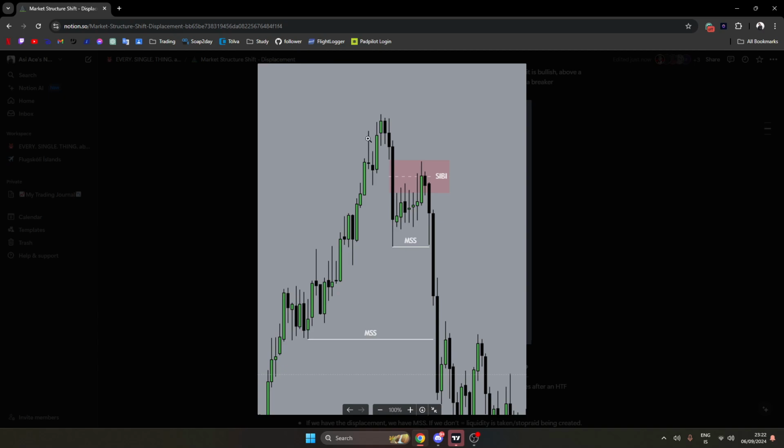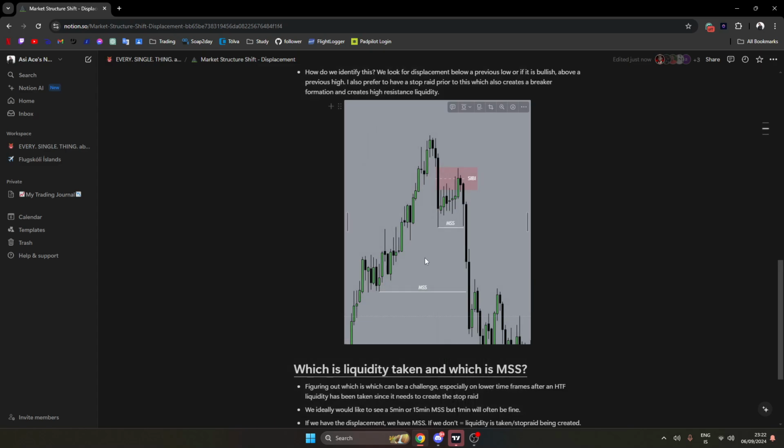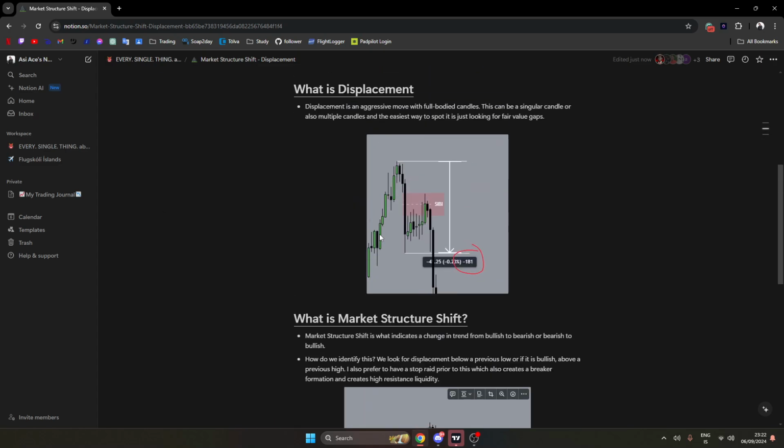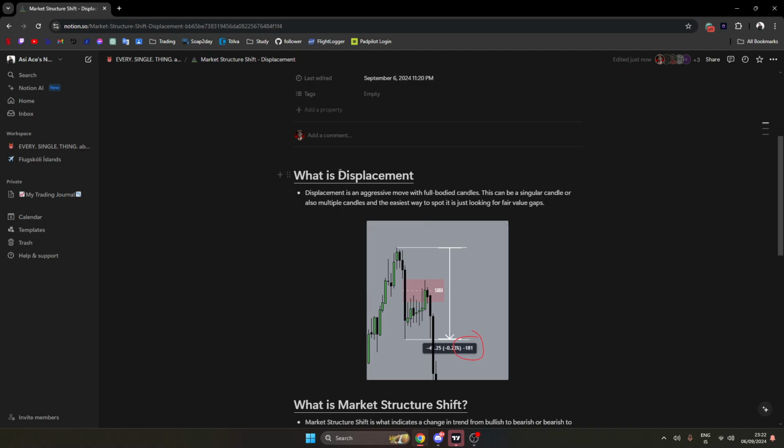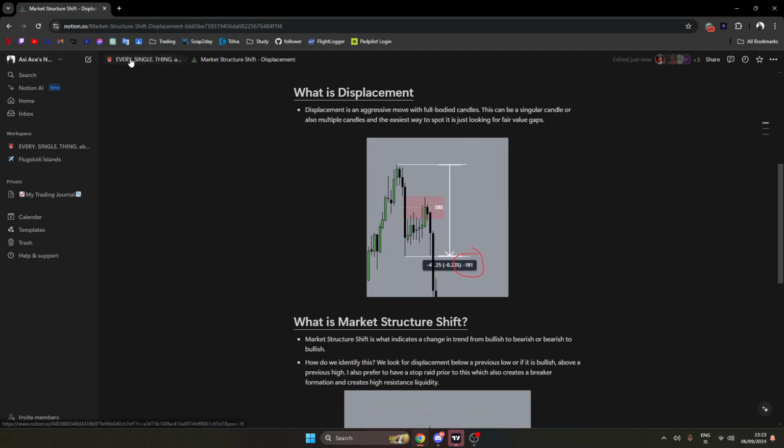You can say, oh yeah, it's a market structure shift, let's go long right here. You'd immediately get stopped out, like straight away. Within the span of 15 minutes, you'd be stopped out. But that's the difference between displacement and market structure shift.